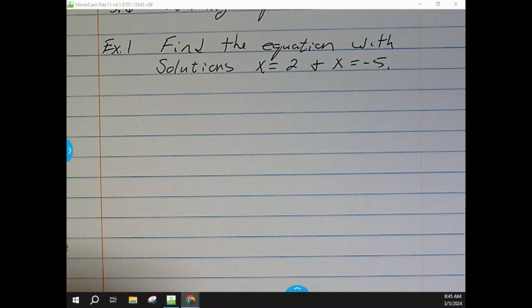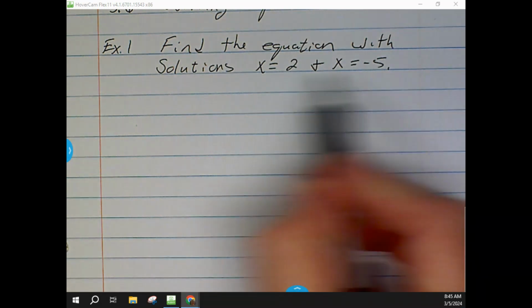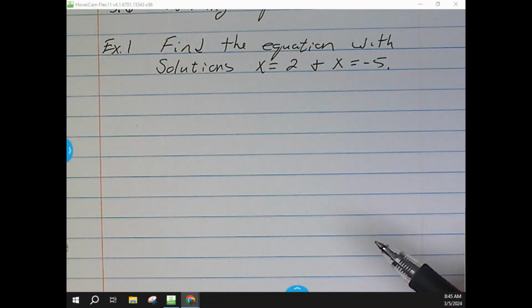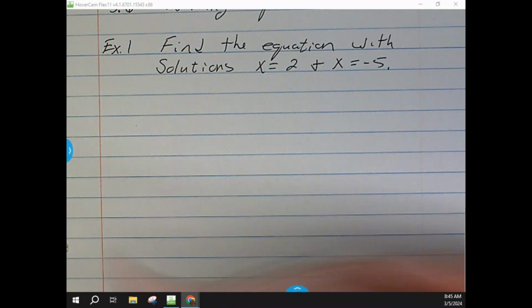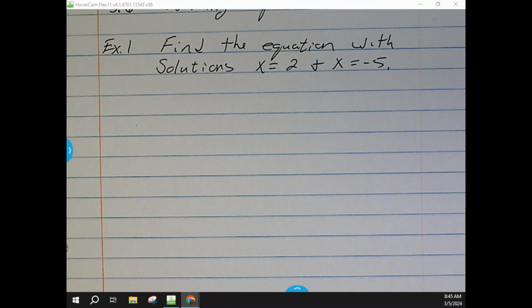Now for this one, notice we've got two solutions, correct? So guess what our highest power is going to be? It should be x squared, right? So when we get finished with this thing, we know we're looking for an equation that's got x squared in it. If we had three solutions, we know we're looking for x to the third. So based on the number of solutions, that's how many answers we're looking for.